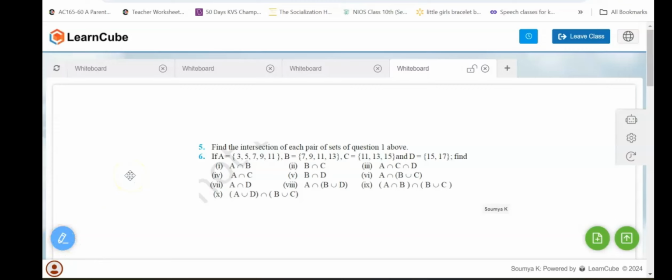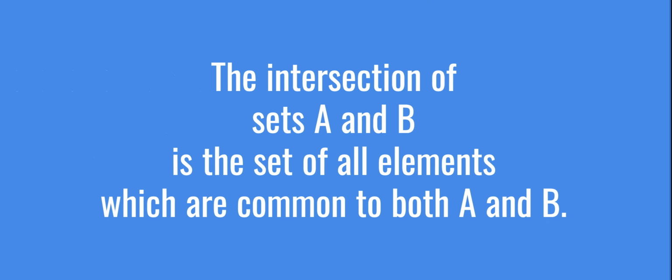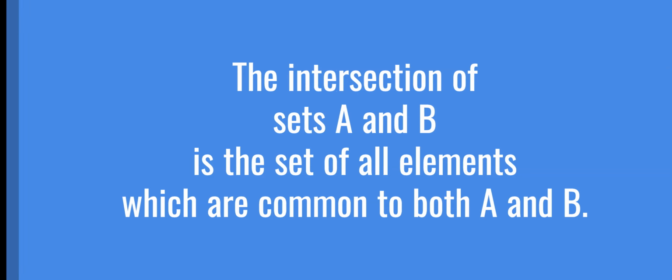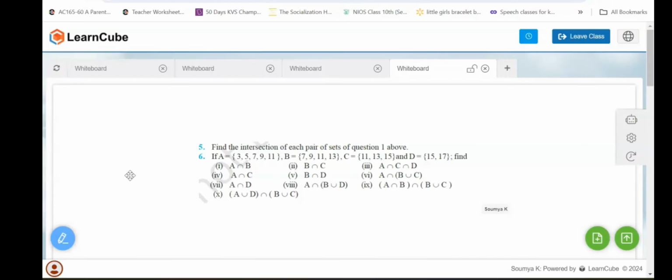So now we are doing the fifth question, that is, find the intersection of each pair of sets of question 1 above. So you have seen the previous question, the same exercise you have to do using the intersection symbol. You can try this fifth question for practice.